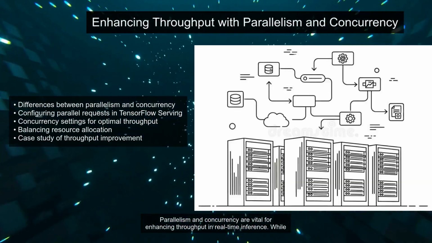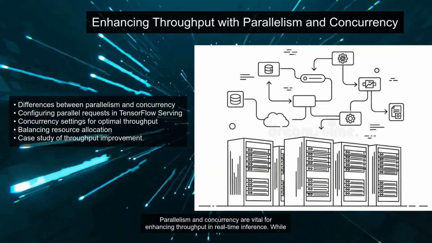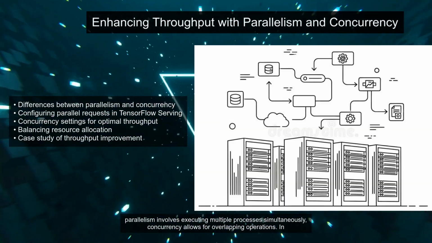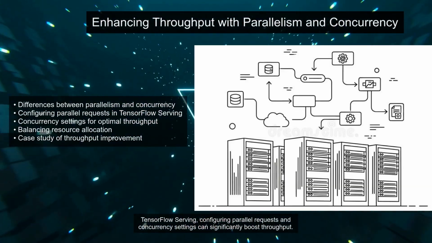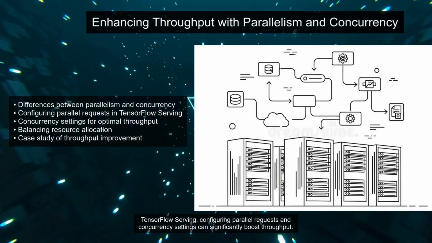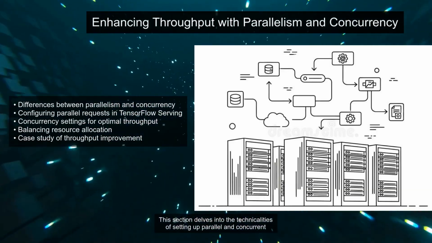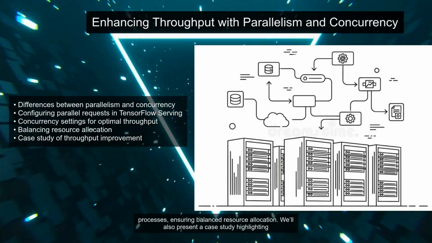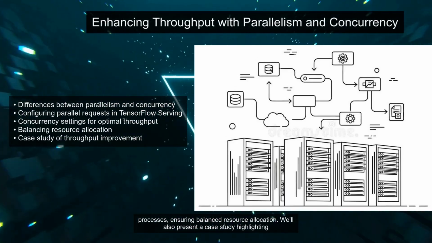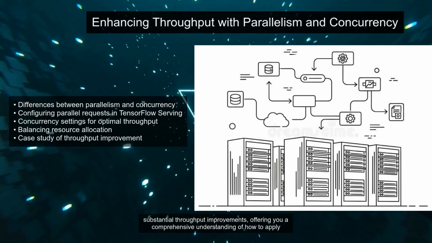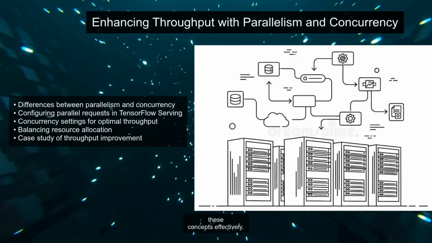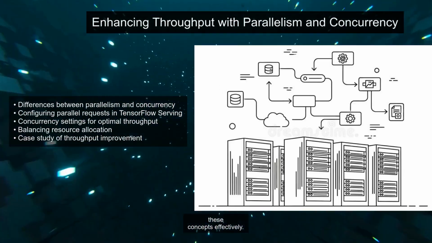Parallelism and concurrency are vital for enhancing throughput in real-time inference. While parallelism involves executing multiple processes simultaneously, concurrency allows for overlapping operations. In TensorFlow Serving, configuring parallel requests and concurrency settings can significantly boost throughput. This section delves into the technicalities of setting up parallel and concurrent processes, ensuring balanced resource allocation. We'll also present a case study highlighting substantial throughput improvements, offering you a comprehensive understanding of how to apply these concepts effectively.